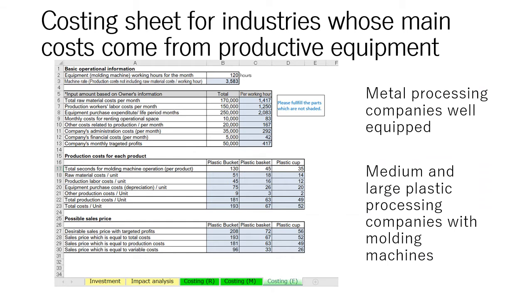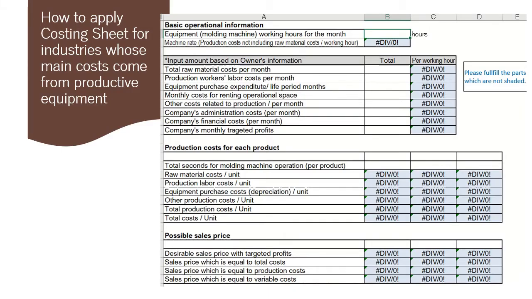This second format is a costing sheet for industries whose main costs come from productive equipment. For example, some medium and large-sized metal and plastic processing enterprises equipped with molding machines can be categorized in this type. Let's see an example of how to apply this format.